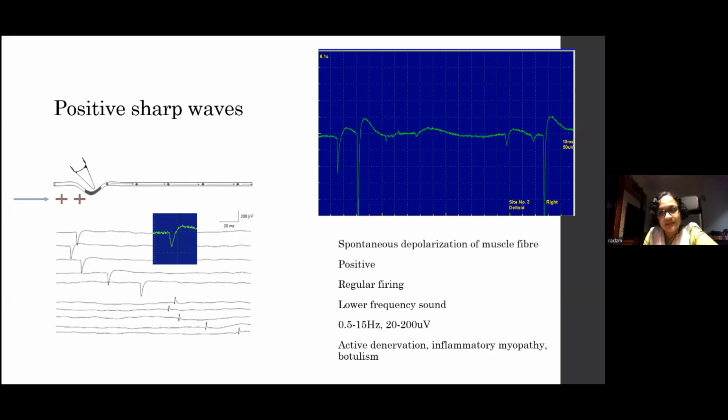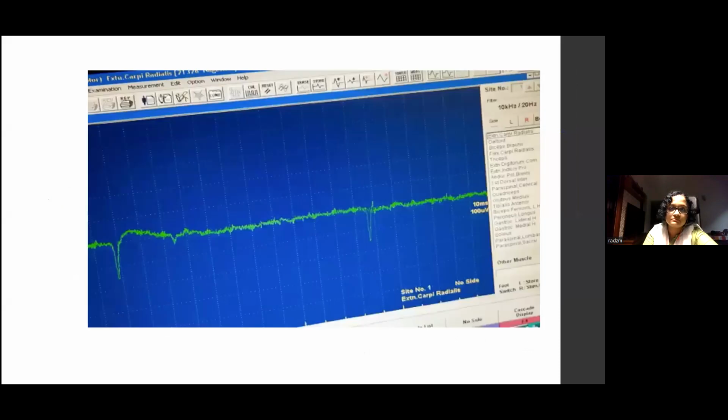So again, same thing, spontaneous depolarization of muscle fibers. It's coming from a muscle fiber itself, a single muscle fiber action potential, positive downwards, regular firing, and it's a lower frequency sound as opposed to the fibrillation, which is a little bit higher frequency. Same significance: active denervation, that is neurogenic disorders with active denervation, myopathy, myositis, that is inflammatory myopathy, as well as muscular dystrophies, and botulism, as I mentioned before with the fibrillation.